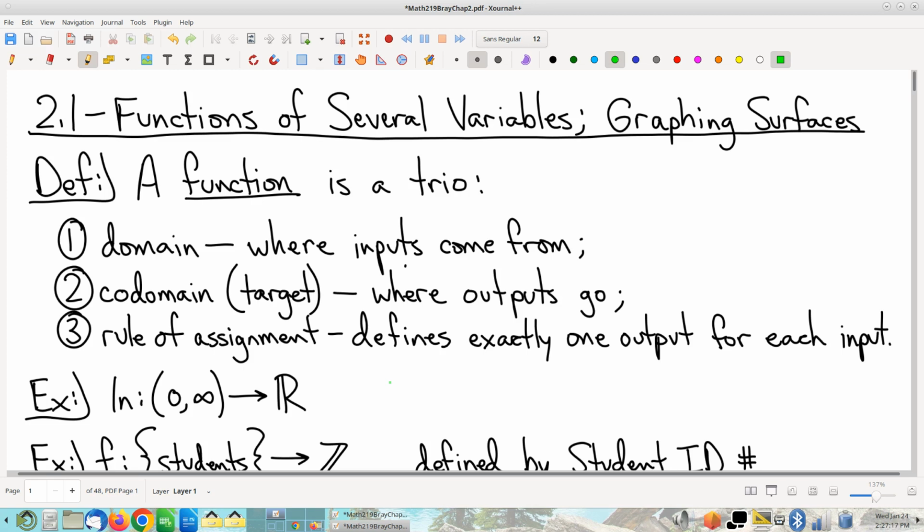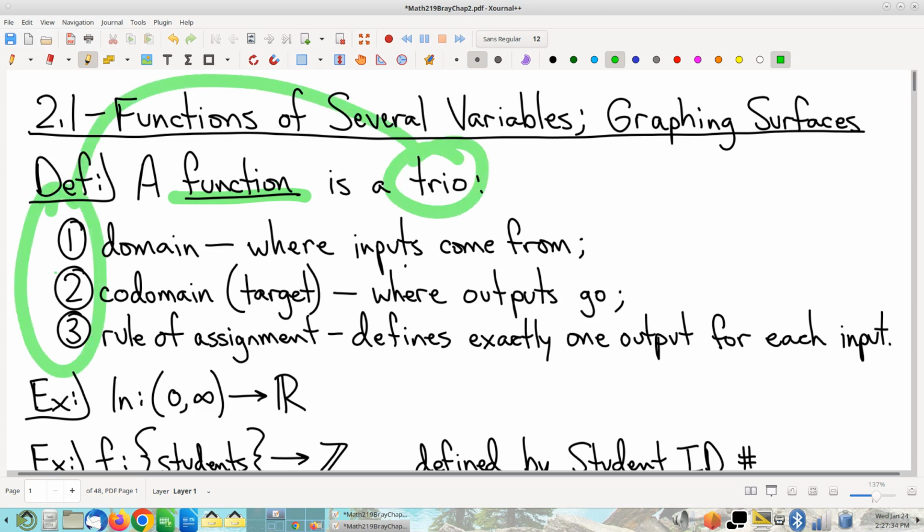First, I want to clarify what a function is. A lot of people misunderstand and think a function's a formula. That's kind of how they talk about it in single variable calculus and below. Right? But it's important to realize that's not what a function is. A function is a trio of three things altogether. Every one of these is importantly part of what defines a function. So a domain, a target, and a rule of assignment.